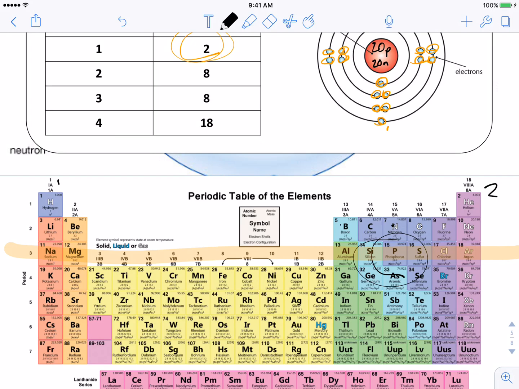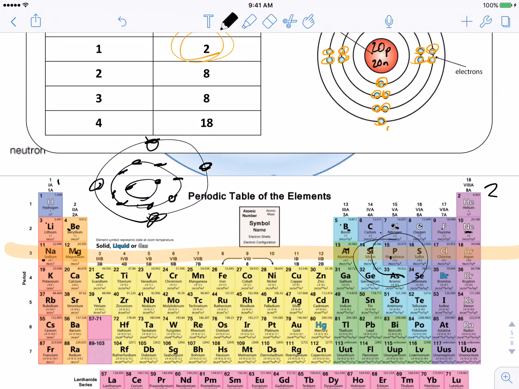So we draw our first shell. 3, 4, 5, 6, 7, 8, 9, 10. So we need 8 more. And then we keep going until we get to phosphorus. 11, 12, 13, 14, 15. So I've done 5 elements in the third row, so I need 5 dots on my third subshell. So you can actually just count these out to see where you are.